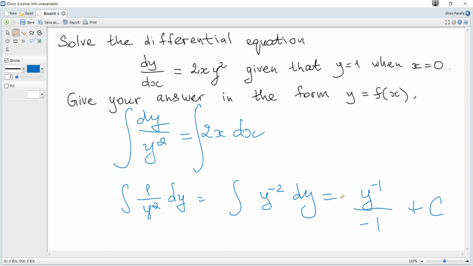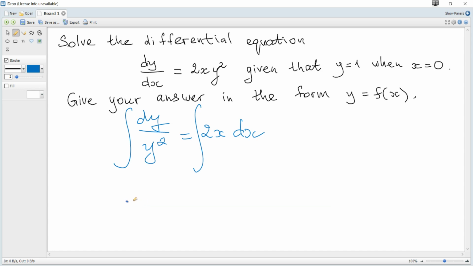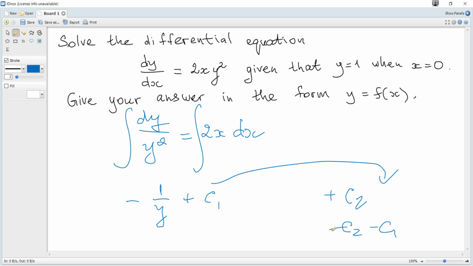And y to negative 1, it's what? It's 1 over y, so the left hand side becomes negative 1 over y, and plus constant, but we'll get a constant on the right hand side, and it's enough to write only one constant. It's not necessary to write two constants, because if you write two constants, plus constant 1 plus constant 2, you can move this constant to the right and get c2 minus c1, and it's some other constant. So always write only one constant. It doesn't matter on the left hand side or on the right hand side.